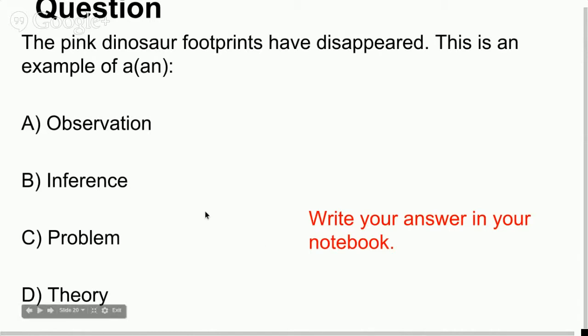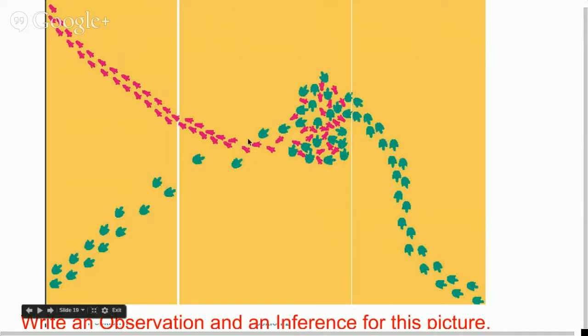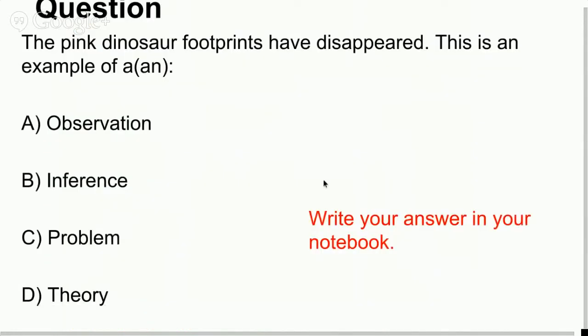Okay, the correct answer is A, observation. This is just a statement of the facts. Okay, we go and look at the picture. Here we have pink dinosaur footprints, and then in the final picture, there are no pink dinosaur footprints. They've disappeared. Statement of the facts, this is something I observed. I'm not making an inference or anything. I didn't say that it was eaten or anything like that. That was just an observation.